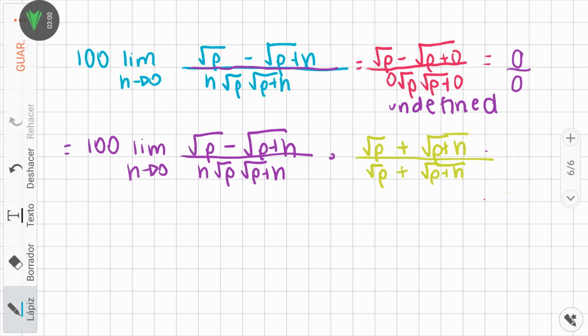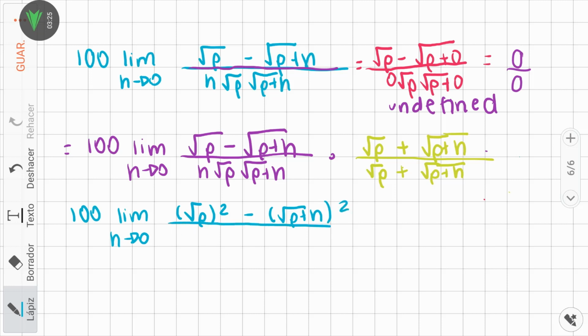We could do the whole multiplication, but to make things faster or simply to clear things up, let's just apply the thing that I told you, the difference of squares. So that will be 100 times the limit as h approaches 0 of the square root of p squared minus the square root of p plus h squared, over h times the square root of p times the square root of p plus h times the square root of p plus the square root of p plus h.